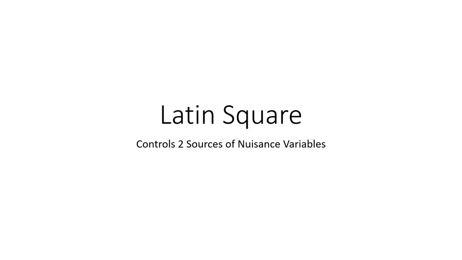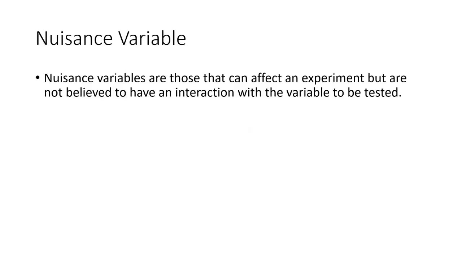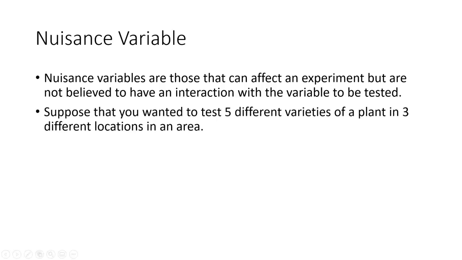The Latin square is a simple research design for the setup of an experiment that has two sources of nuisance variables. Nuisance variables are those that can affect the experiment but are not believed to have an interaction with the variable to be tested. Let's take a look at a simple setup.